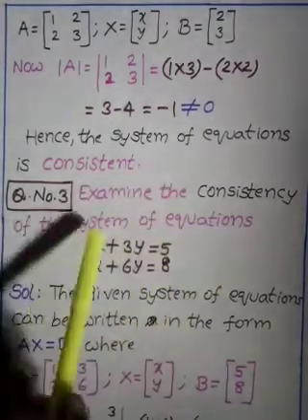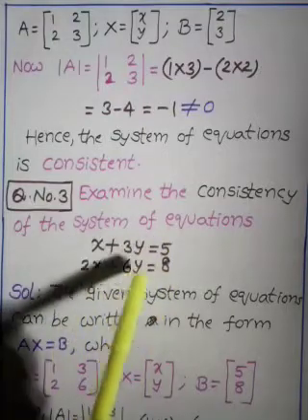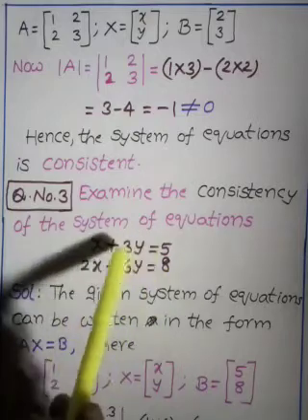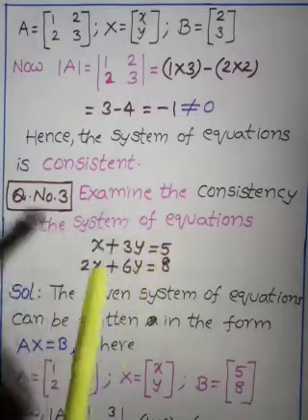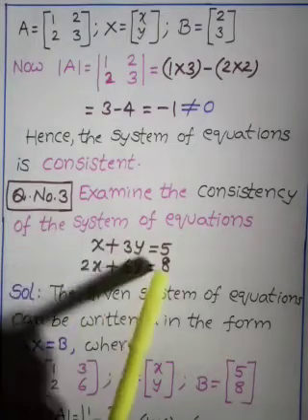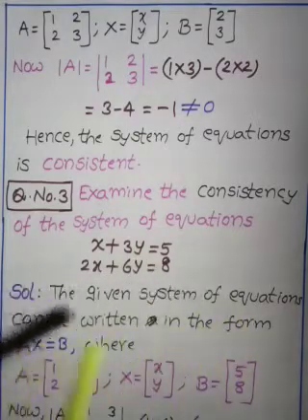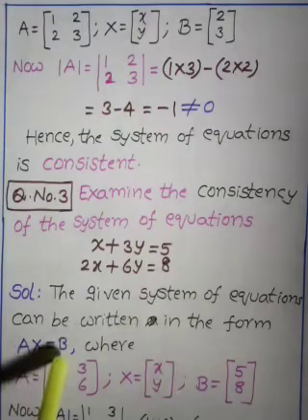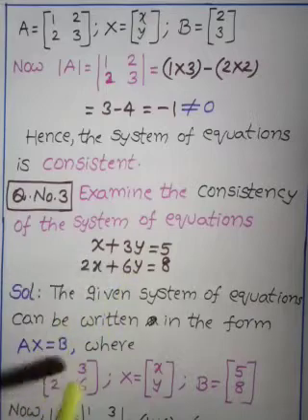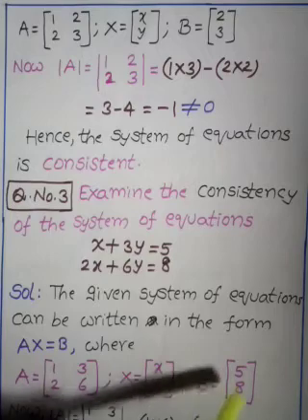Now come to question number 3. Examine the consistency of the system of equations x plus 3y is equal to 5, 2x plus 6y is equal to 8. Here also a pair of linear equations in two variables x and y is given. Here also we have to write this system of equations as a matrix equation. The given system of equations can be written in the form AX is equal to B, where A is equal to matrix 1, 3, 2, 6, X is equal to x, y, and B is equal to 5, 8.